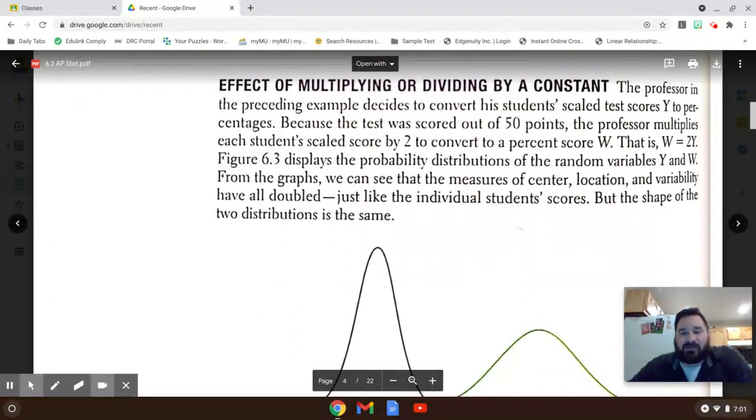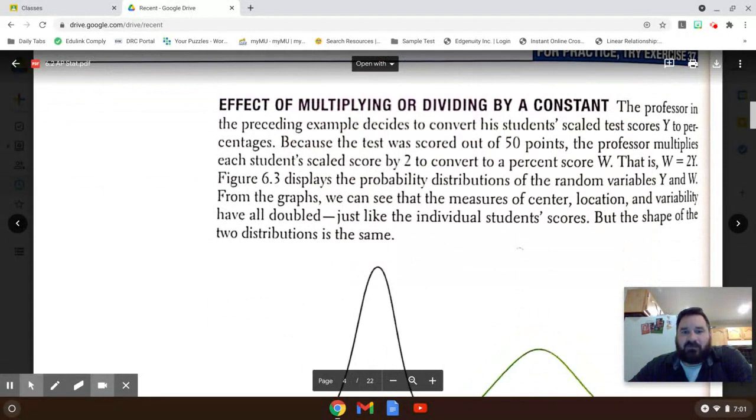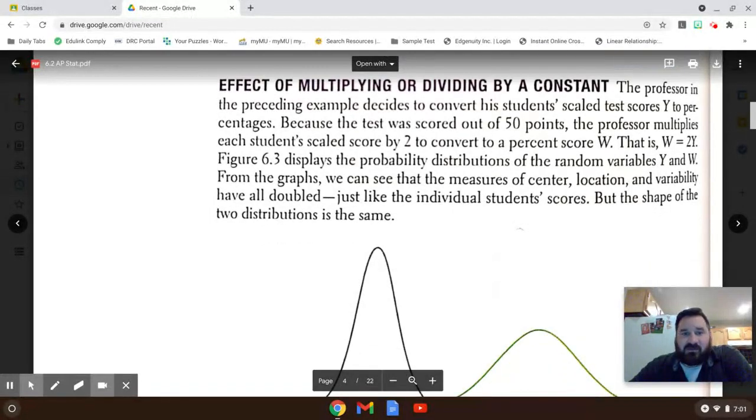Now let's look at multiplying by a certain number. The professor in the preceding example decides to convert the scaled test scores to percentages because the test was scored out of 50 points. So the professor multiplies each scaled score by 2 to convert it to a percent score, because it was out of 50 points. That way, a 40 out of 50 is an 80%. So W equals 2 times Y, because our scaled distribution was called Y, the random variable. Now our doubled distribution is going to be called W.